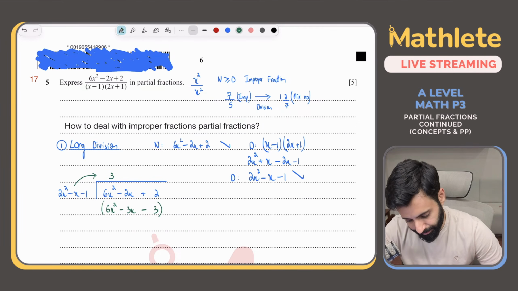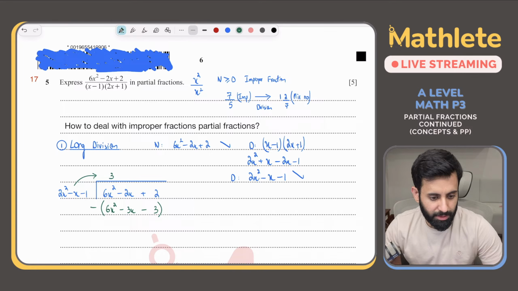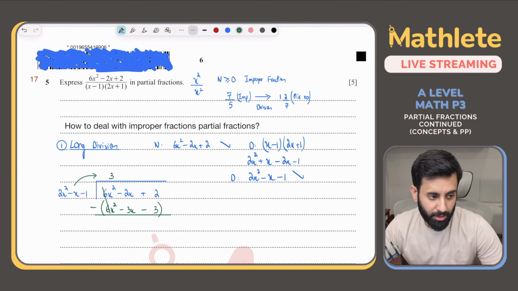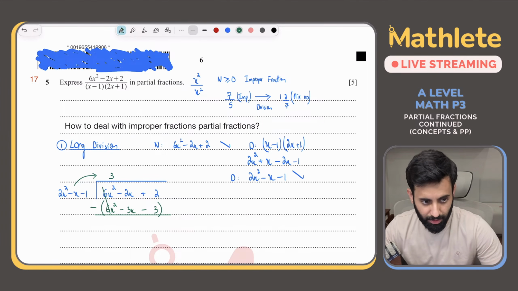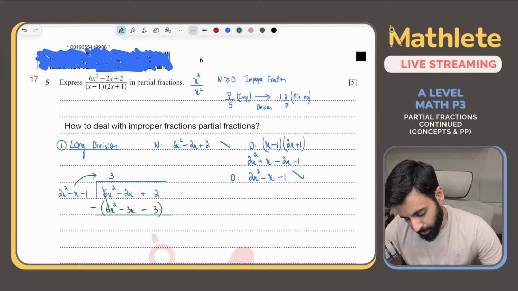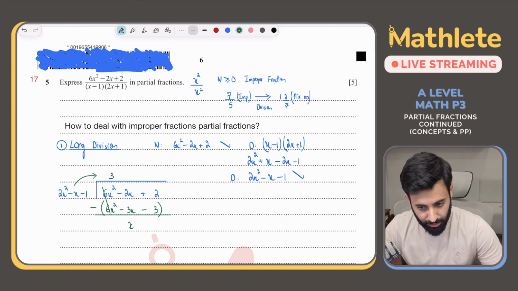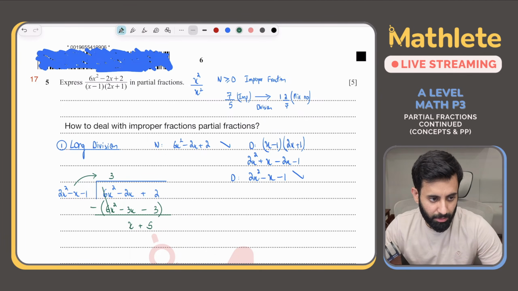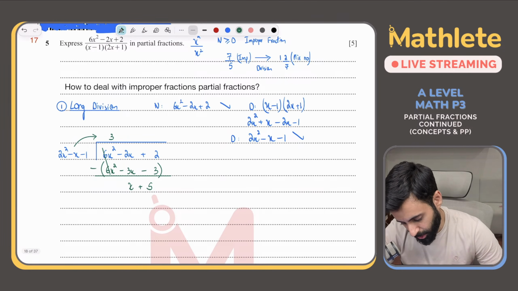After we subtract, what we're dealing with is this. This gets eliminated, not by coincidence, but by design. This was the objective: to make sure we eliminate this. Then let's simplify. 2x minus 3x, be very careful of the sign, is going to be positive x. 2 minus 3, once again be careful of the sign, is going to be positive 5. Now this is what we have. What's next? Next is step 2.